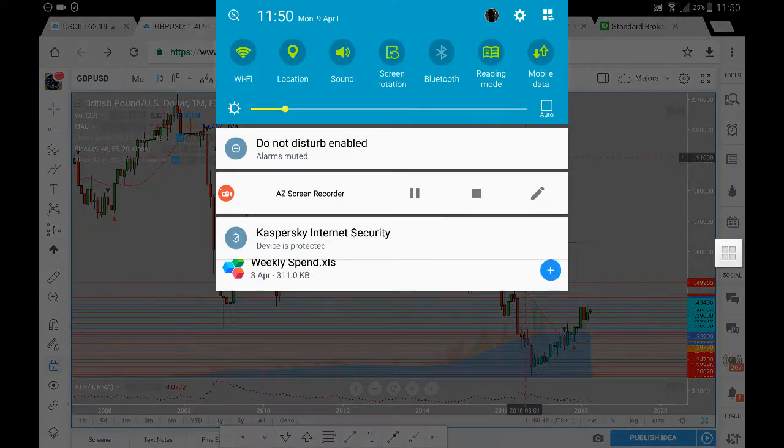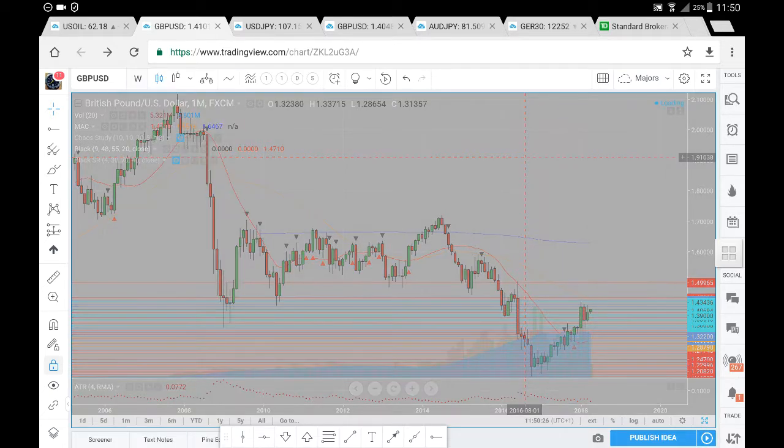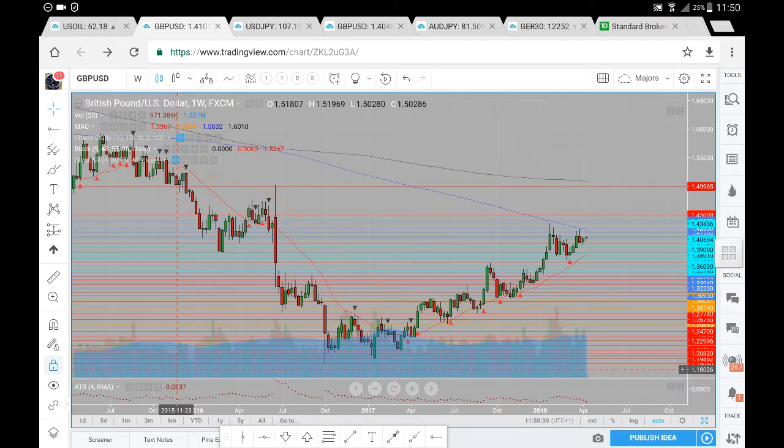So we are looking for prices to progress to the upside over the next coming month or so if the current trends persist. Now we'll have a look at the weekly time frame. I'll get the scale on here correct. There we are.